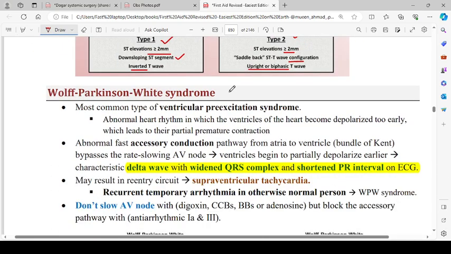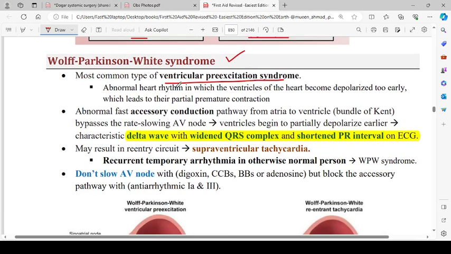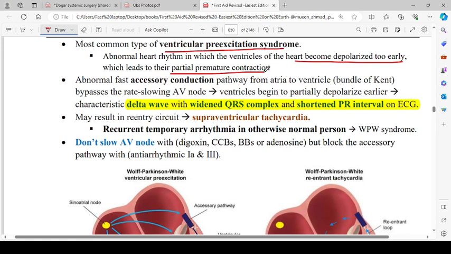The next syndrome is Wolff-Parkinson-White syndrome. The most common type of ventricular pre-excitation syndrome, an abnormal heart rhythm in which the ventricles of the heart become depolarized too early, which leads to their partial premature contraction. An abnormal fast conduction pathway from the atria to the ventricle, which is called a bundle of Kent, is present. It bypasses the rate-slowing AV node. Ventricles begin to partially depolarize earlier.